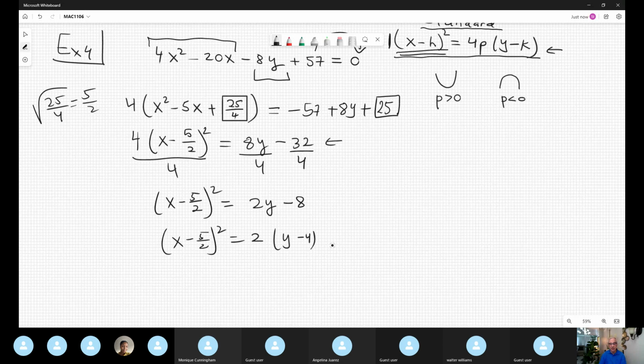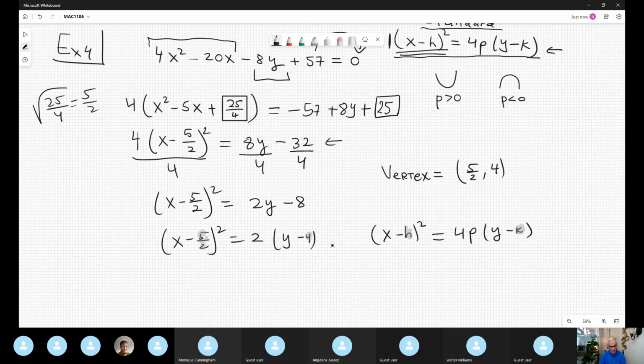Now ready. Please compare this equation and this equation. I want to recopy again. It's standard now. Okay, because I can see clearly, h is 5 over 2. And k, because this guy is 4, positive 4. So the vertex of this parabola is located at the point 5 over 2 or 2.5, either way, comma 4. This is the vertex.